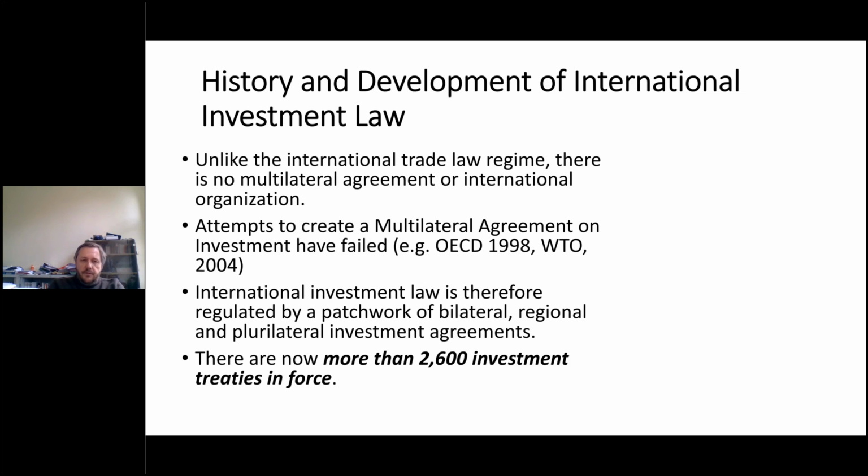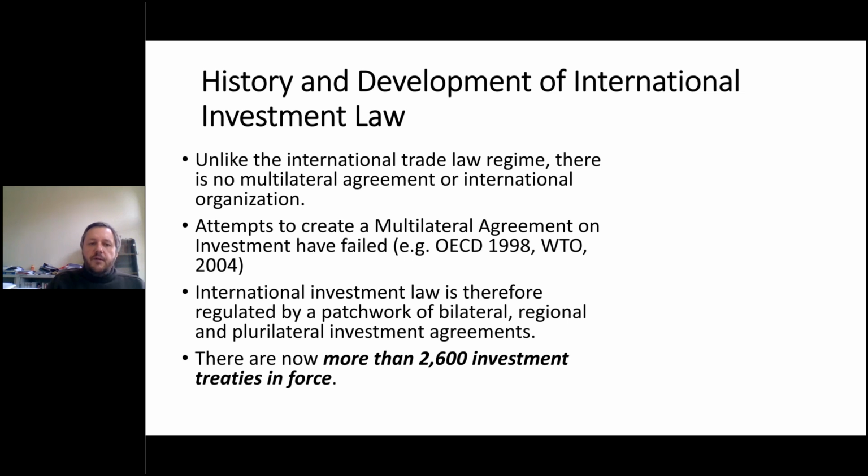Now, what's specific about investment is that, unlike with the international trade regime and trade law, as we saw in the case of the WTO, there is no multilateral agreement or international organization. There have been a lot of attempts by the OECD, by the WTO, and by other organizations to create a multilateral agreement on investment, but they have all failed.